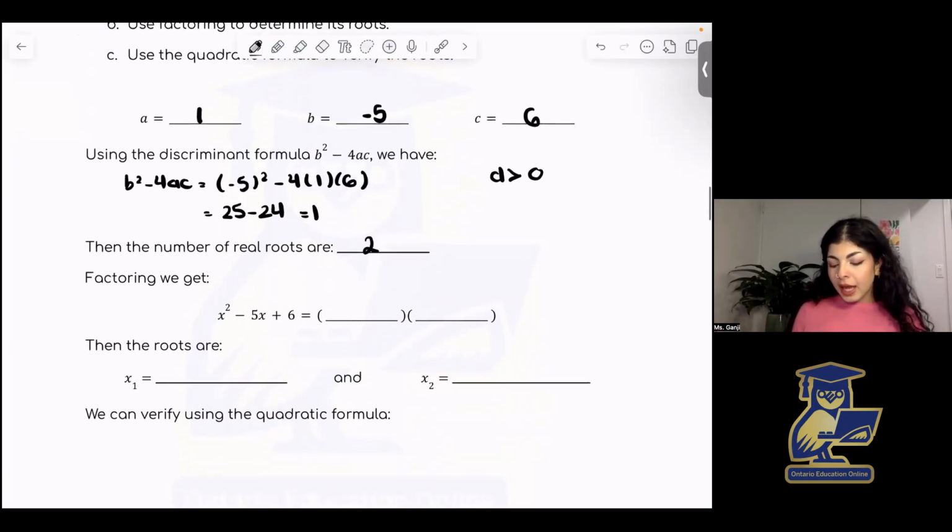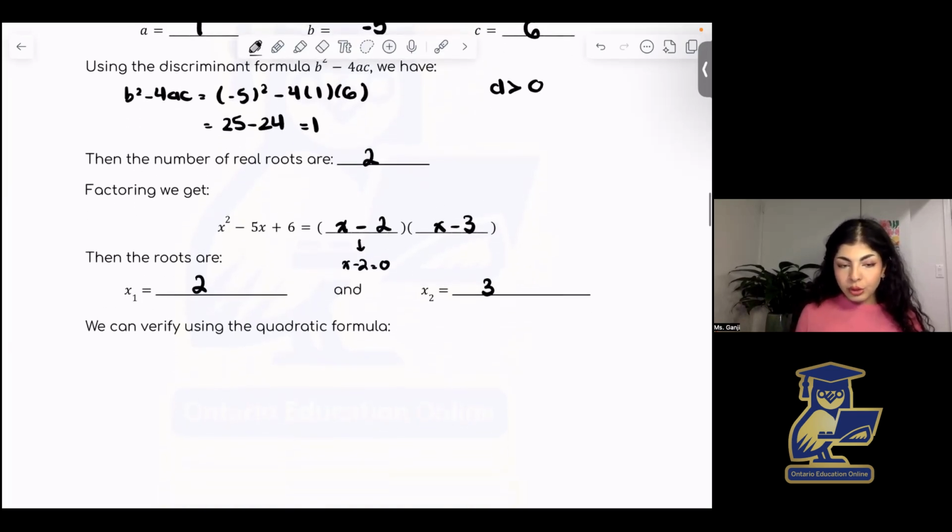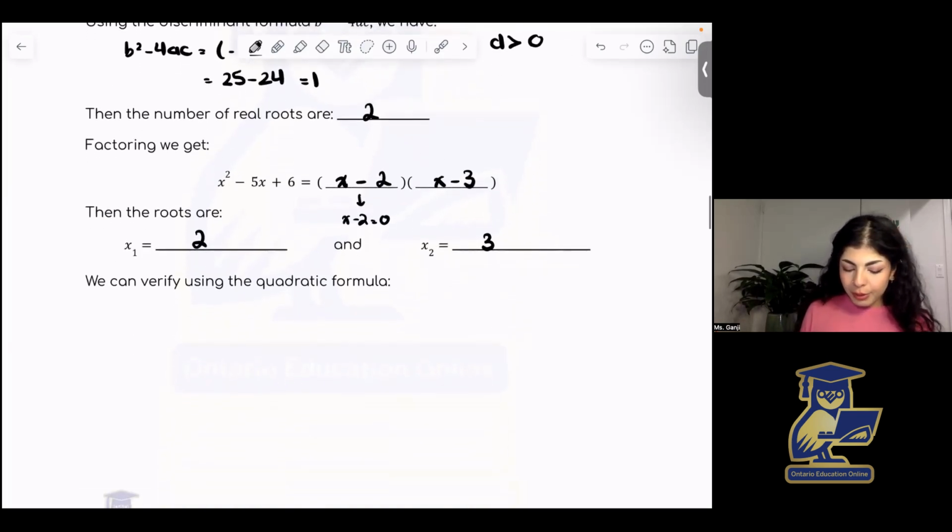Now, factoring, here you can try finding two numbers whose product is 6 and their sum is negative 5, and you'll find that it's x minus 2 times x minus 3. So then the real roots are 2 and 3. So that's, again, from x minus 2 is equal to 0. So for that to be true, we need x to be 2. And now we're going to try to verify using the quadratic formula.